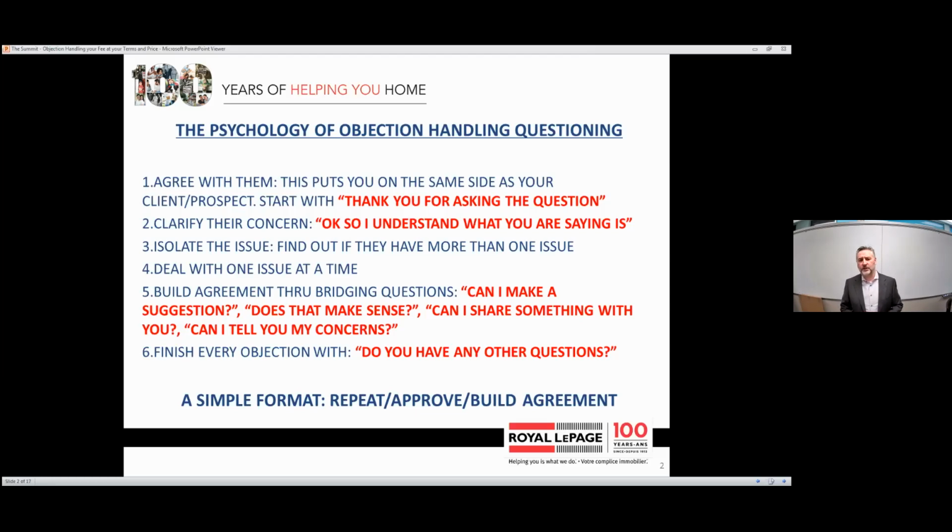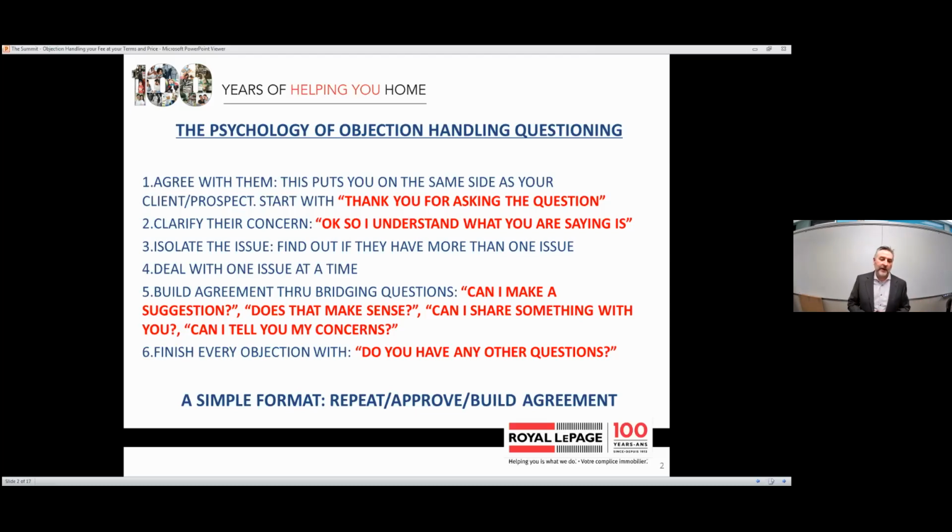Two, clarify their concern. And that's a question like, okay, so I understand what you were saying is, which is going to allow them to open up and provide a little bit more detail about their concern. Right? Because if we can't figure out exactly what it is, in number three, we say isolate the issue. If they're conflating multiple situations and bundling multiple things together, well, we need to unpack those things. And so clarifying their concern and isolating it is a huge thing.